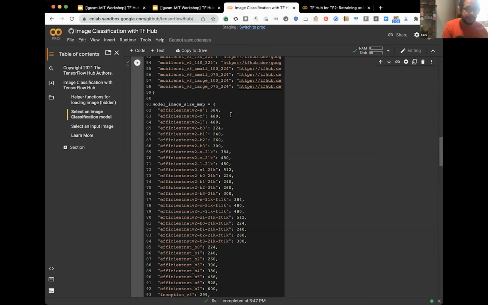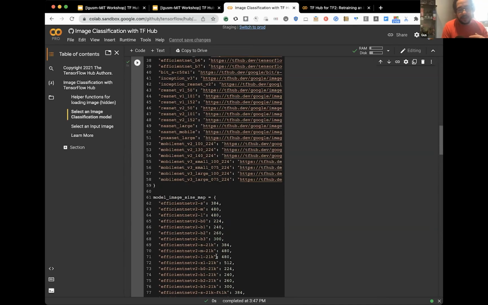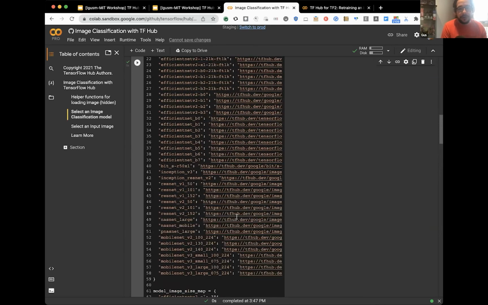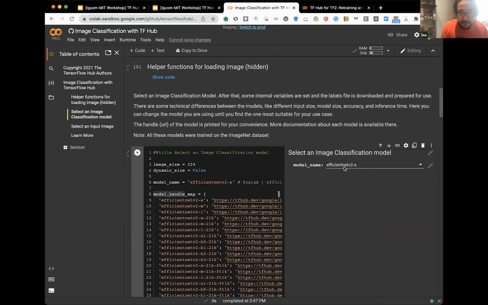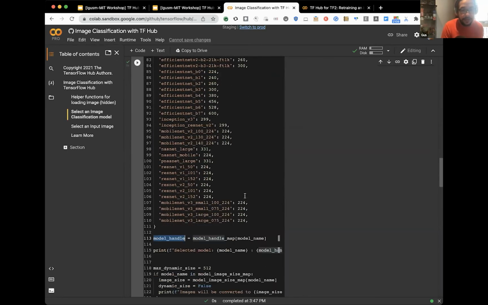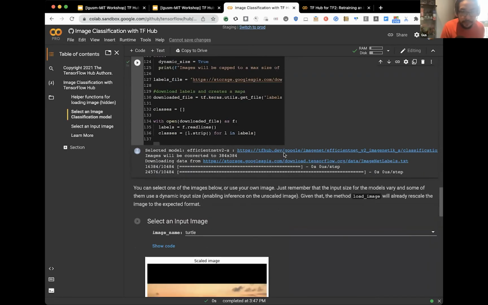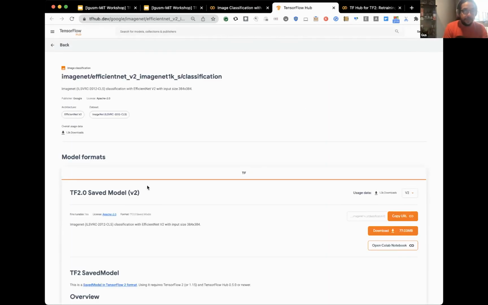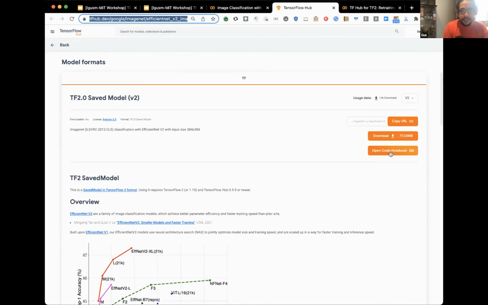You can see all of this in the documentation, right? The image input size is in the documentation. You can just do that. We chose this model here, EfficientNet V2. So when I run that, I came to this model here. And if I follow this link here, this is the model we are going to use, ImageNet V2. It's for classification. It's just the model URL. That's the URL I used before to load the model. As you can see, there's a Colab. I can download the model directly if I want.